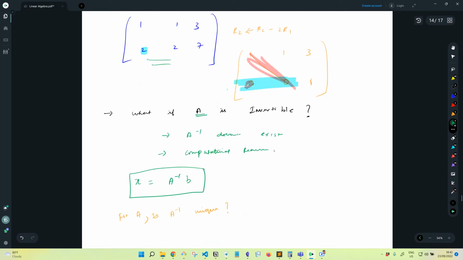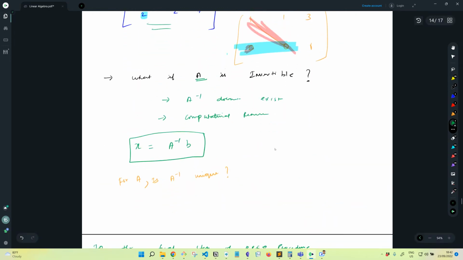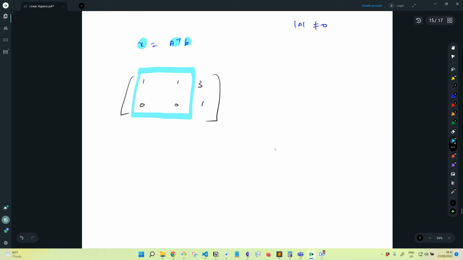Let me copy over this RREF format of the given question. I'll just copy this matrix below: 1 1 3, 0 0 1. Right? So remember that this is the A part. Let me highlight the A part. This is the A part. Now we encountered a case where all elements of some row in A are 0.